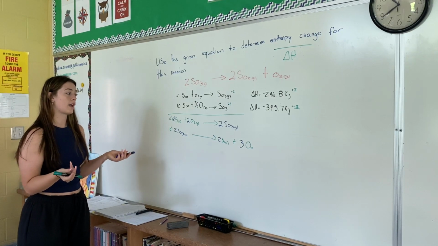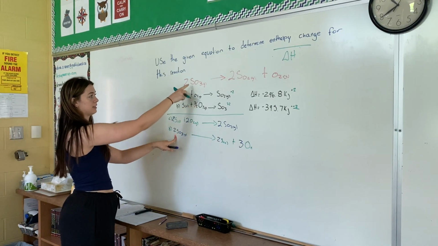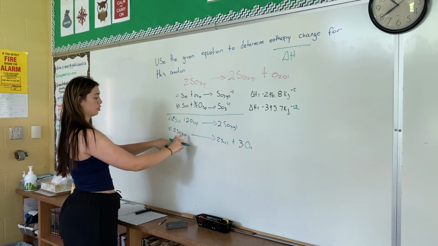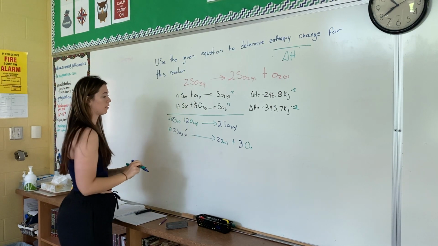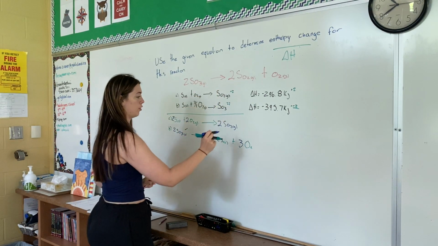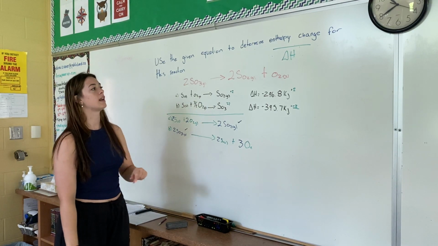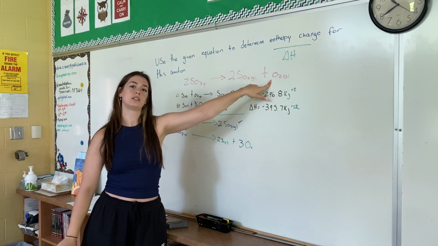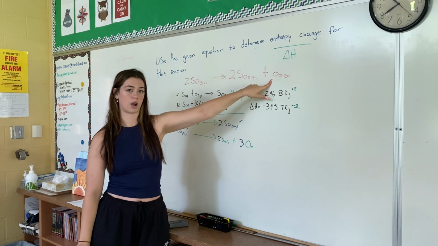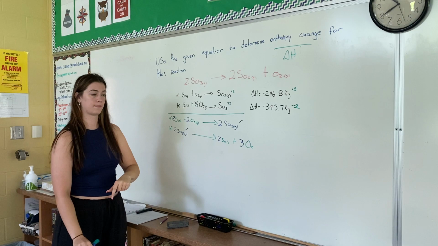So, what can we do now? This one, 2SO3 gas, is on the correct side. Good. Check mark. Now we have 2SO2 gas on the product side. Check mark. We're good. But how are we going to get our oxygens to be the same on our product side? And how are we going to get rid of these 2 sulfurs that we have?